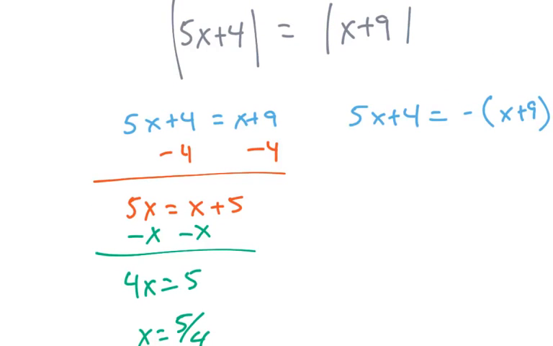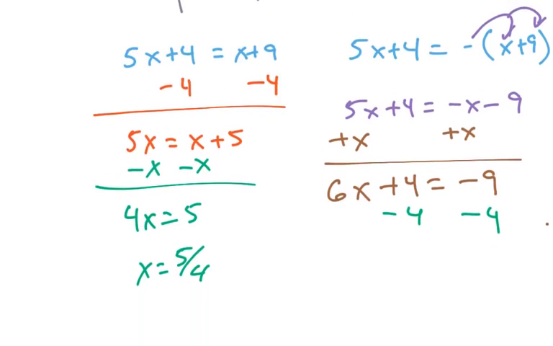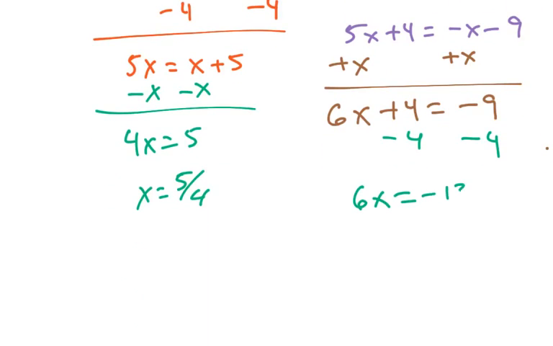Over here, there's a little bit more work. We've got to distribute the negative first. So we get 5x plus 4 equals negative x minus 9. And then I'm going to put my x's together. It doesn't matter whether you put your numbers first or your x's first. I kind of haphazardly decide what I want to do, depending on how I'm feeling at that moment. And so x becomes negative 13/6. And those are my two solutions.